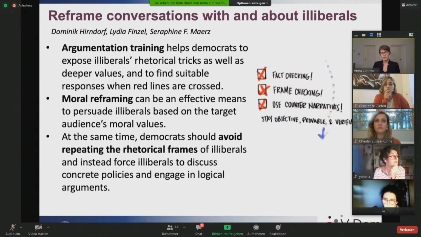So I think we really need to have argumentation training, need to think about more reframing, how this can be done also to actually reach this target group when we think more carefully about it. And we definitely should avoid repeating the rhetorical frames of these illiberals. So this is super important. But just as a bullet here, and much more could be said on this.